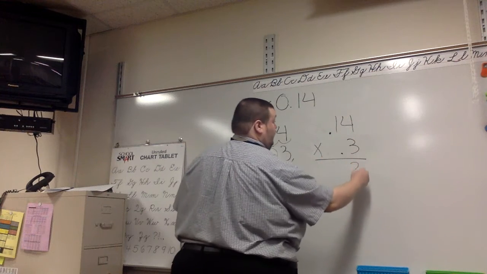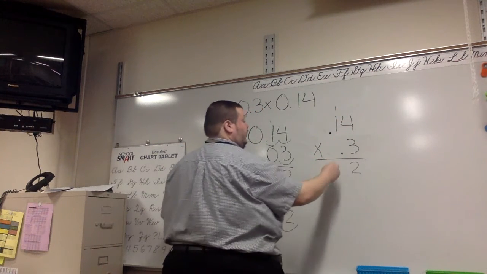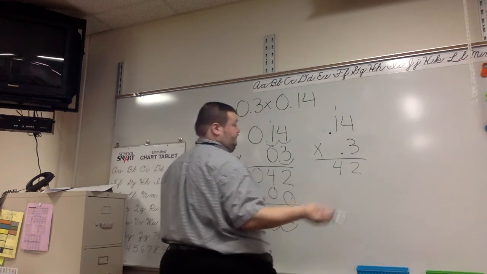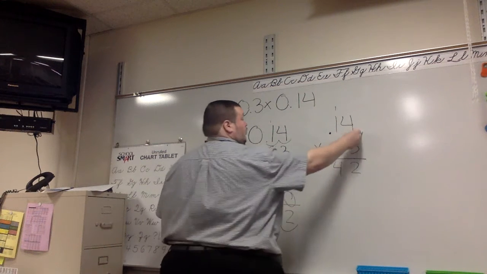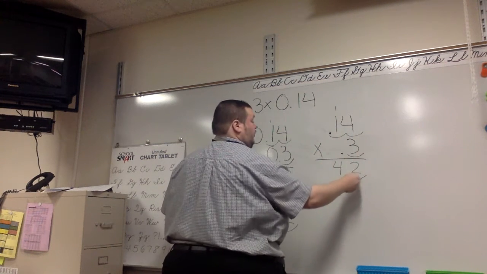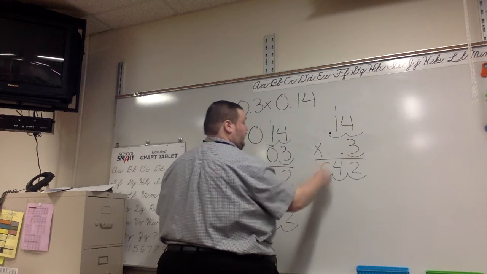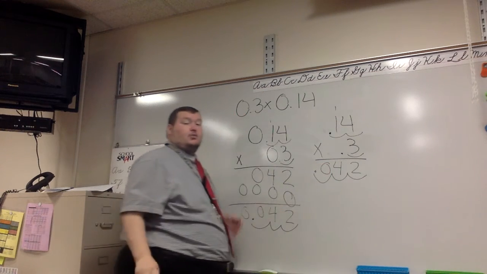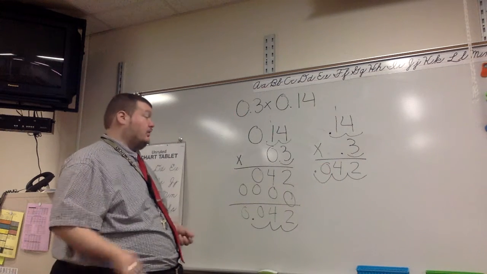Over here, same thing without the zeros. 4 times 3 is 12, carry your 1, 3 times 1 is 3, plus 1 is 4. There you go. 1, 2, 3 times, 1, 2, and again for 3, add your 0, mark your decimal. Both the same answer, either way you do it.